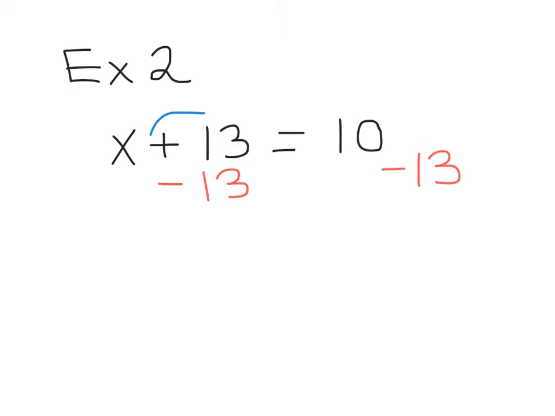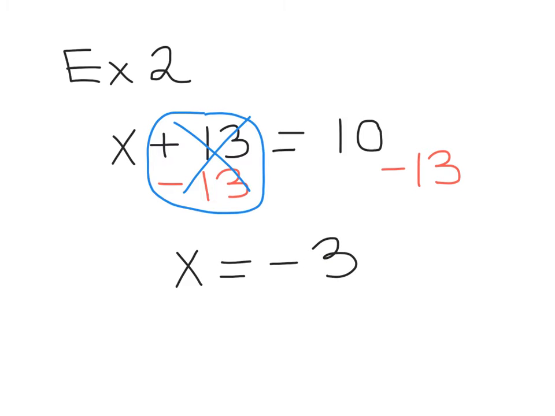Now, plus 13 and minus 13 make 0. So I can cross that off. I'm left with, on the left, x equals, and then 10 minus 13 is equal to negative 3.